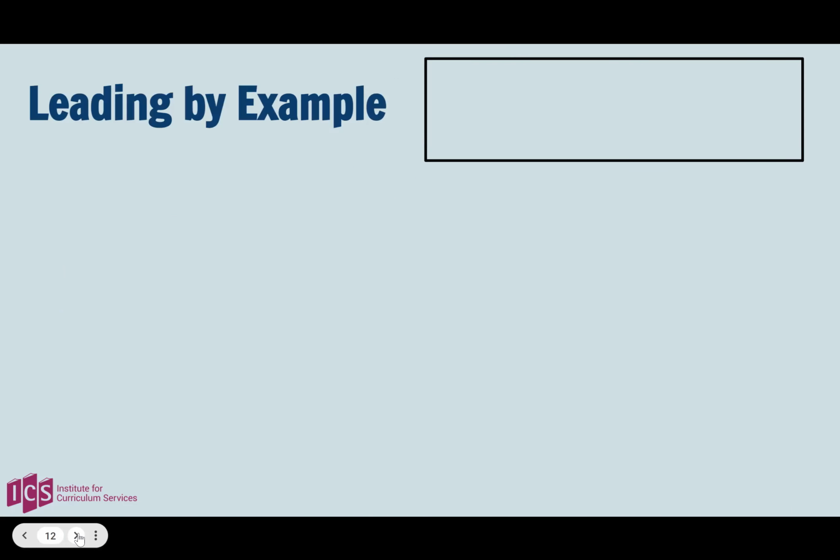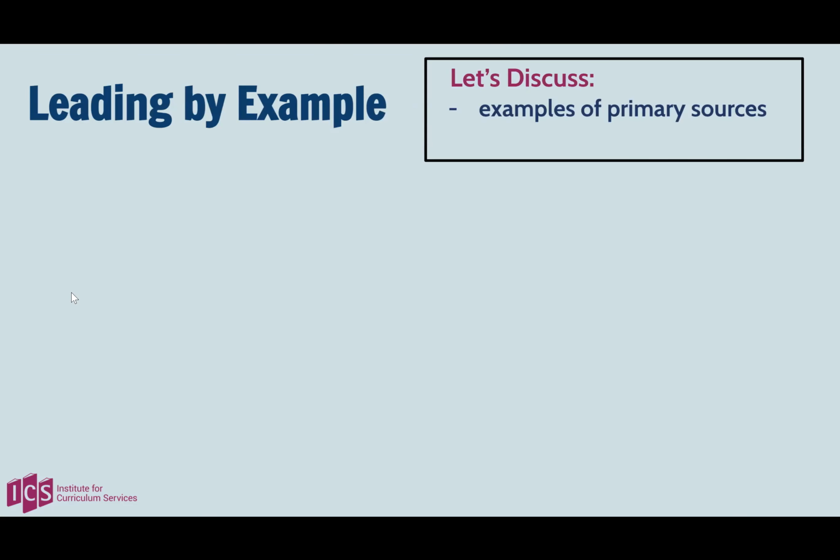We've talked about what primary and secondary sources are. Now let's think of examples of each. Let's discuss. What do you think are some examples of primary sources? Please write them down if on a device or whatever writing mechanism you have in front of you, or you may think to yourself, since this is an asynchronous session.